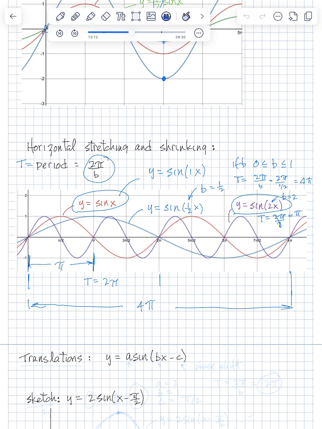So, thing to remember, if b is a fraction, then you have the opposite effect. You're stretching the curve out. If b is greater than 1, then you are shrinking it.